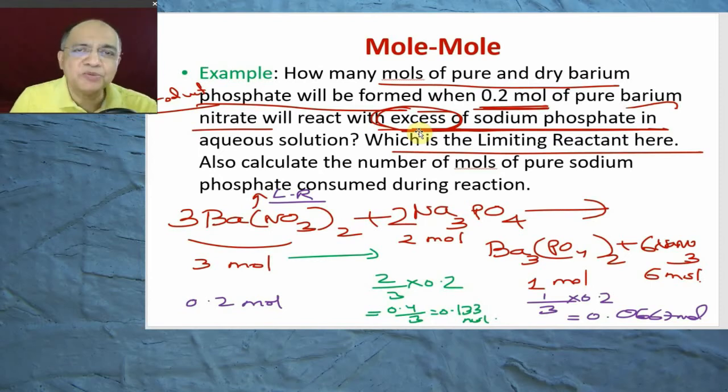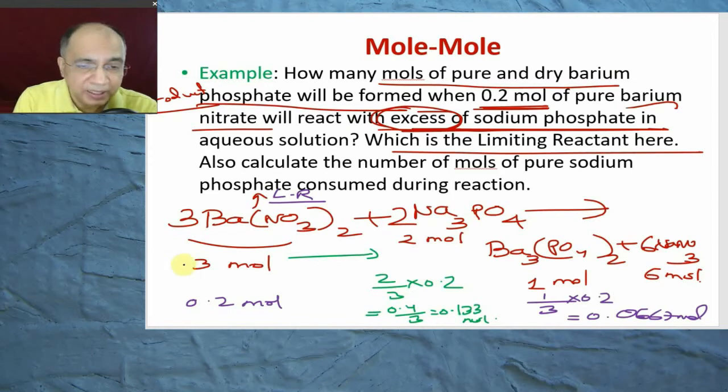So in the problems that we'll be doing in this lecture, you will know which one is in excess, because the question will tell clearly that sodium phosphate is in excess. And also it asks how much sodium phosphate will be required in this reaction. Now we write the stoichiometry. This is called the stoichiometric relationship, right?